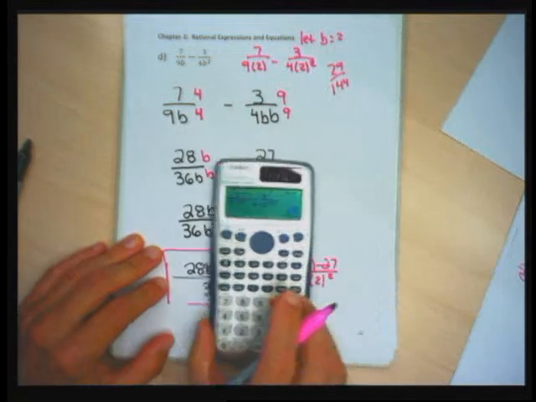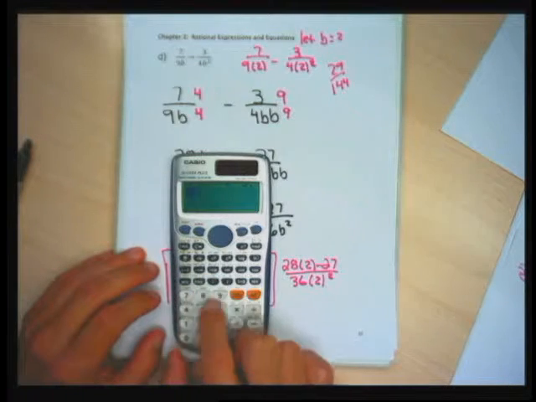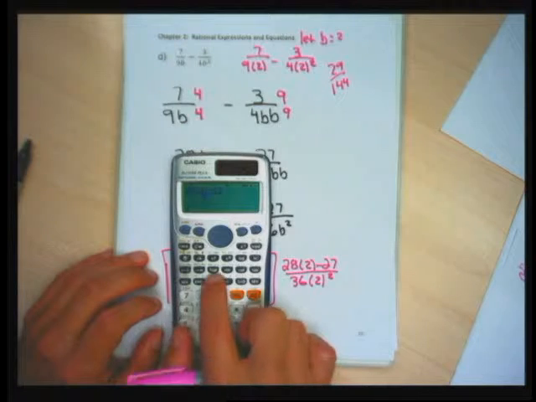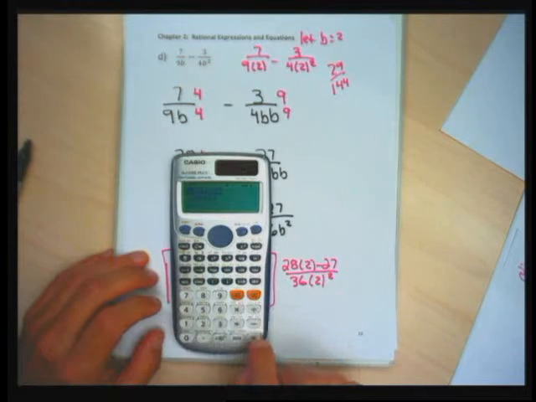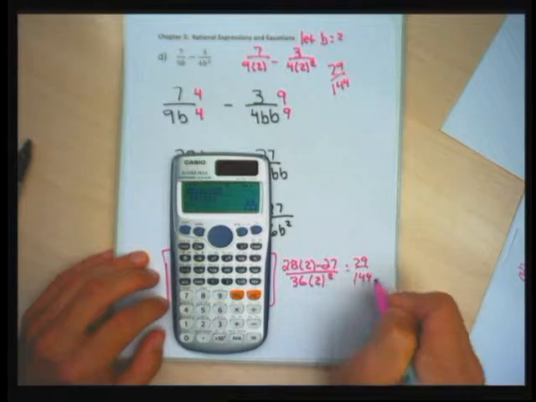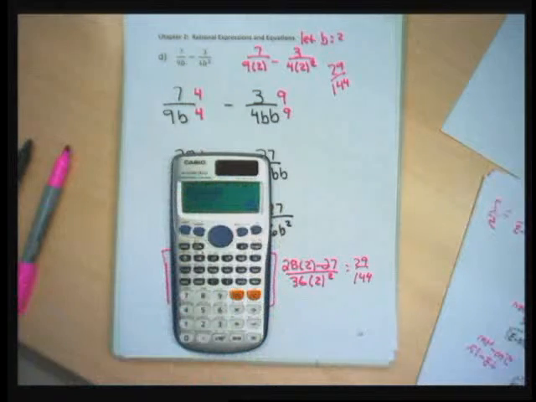Now I'm going to do the same for my answer. Fraction 28 parentheses 2 minus 27 over 36 times 2 squared. And I get 29 over 144 again. So perfection. So there really isn't a reason for none of the problems on the test, there isn't a reason to write down a wrong answer, because it's not that hard to check.